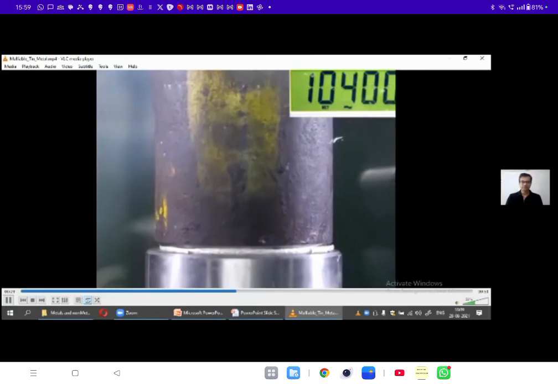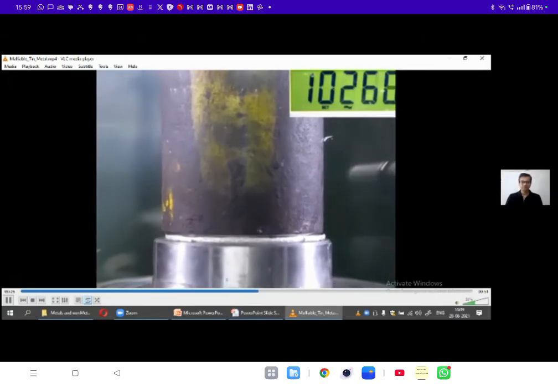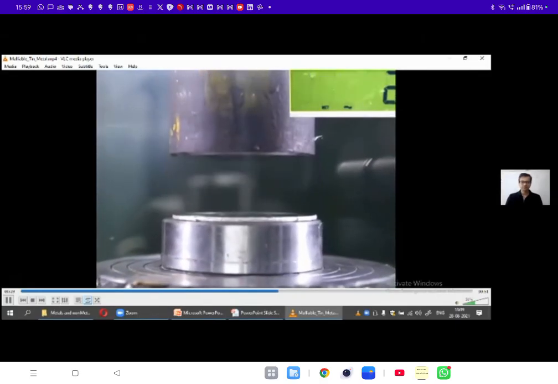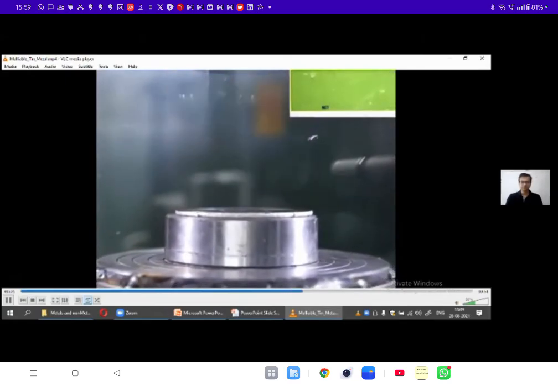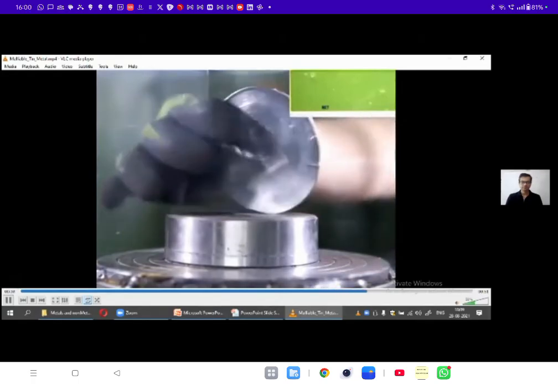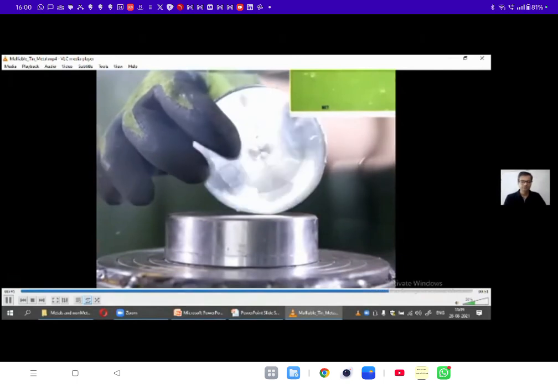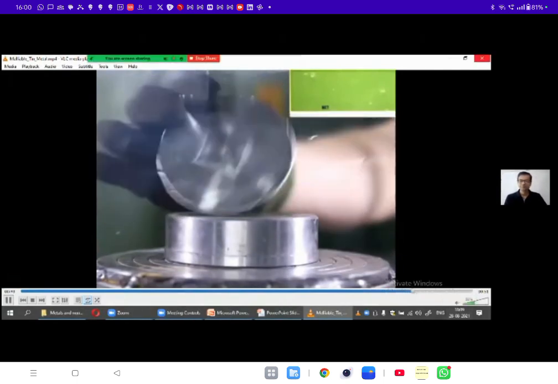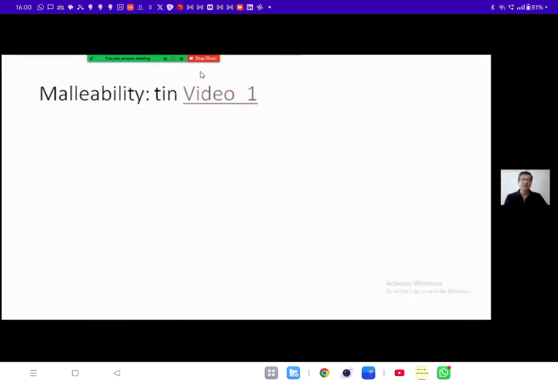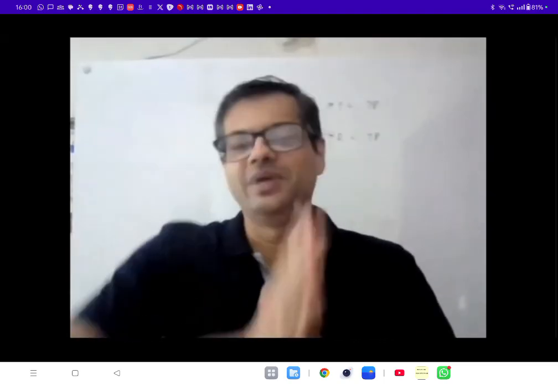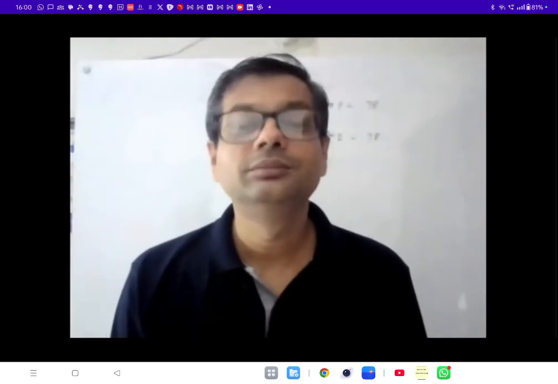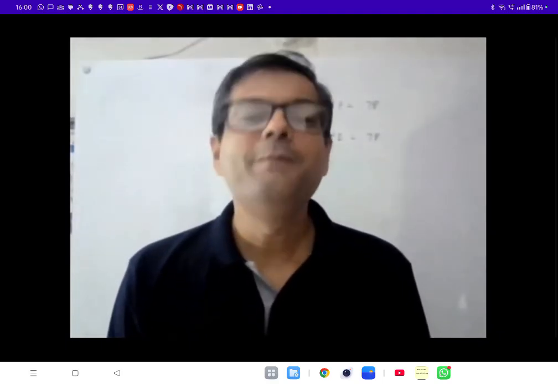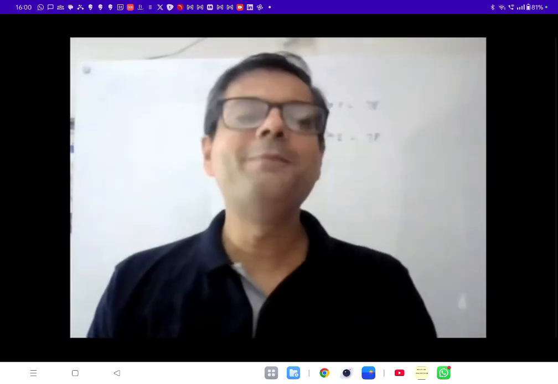That's the first performance by far. That's super nice. It's a giant tin coin. That was a very, very big tin coin. You just hammer it, and then what is this property called? Malleability.